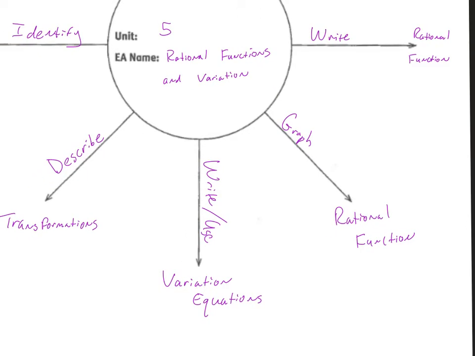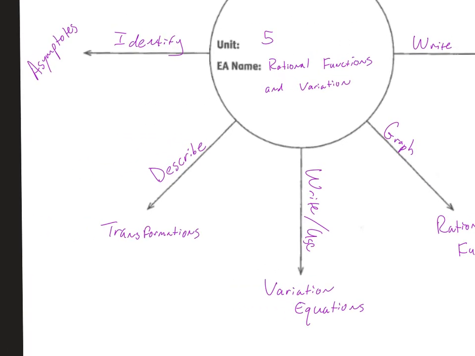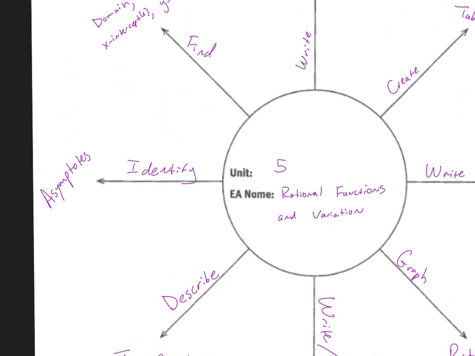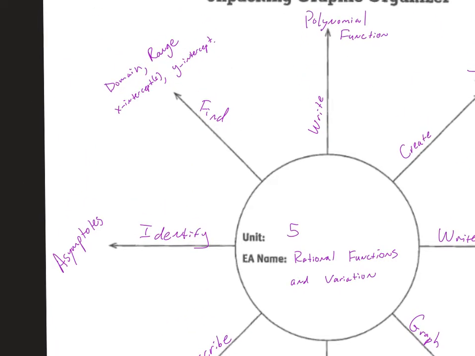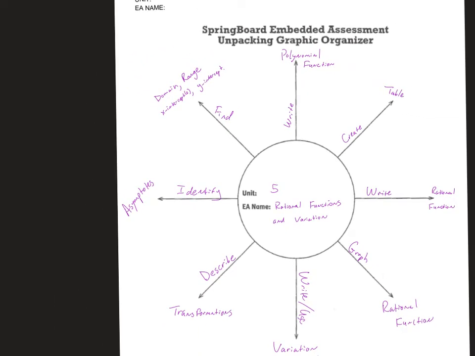We're going to write and use variation equations, which are similar to rational functions in that the variable can be in the denominator. That's the key descriptor, right? The variable is in the denominator, most important, but it could be in the numerator and the denominator. We're going to describe transformations of the original, most basic rational function, which is 1 over x. And we're going to identify all the characteristics that make up these rational functions. So asymptotes, both vertical asymptotes and horizontal asymptotes, domain, range, x-intercepts and y-intercepts, and how to find all of those important pieces.